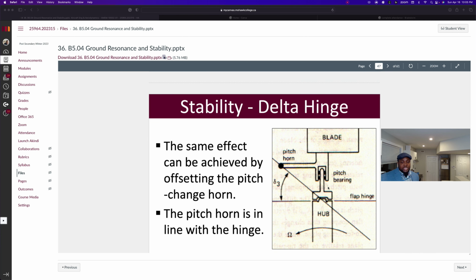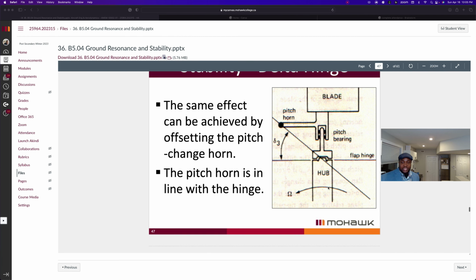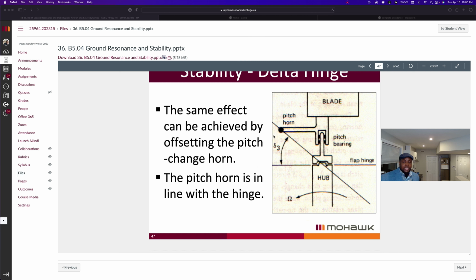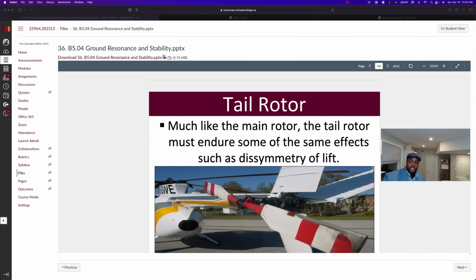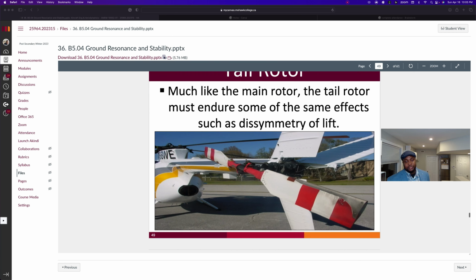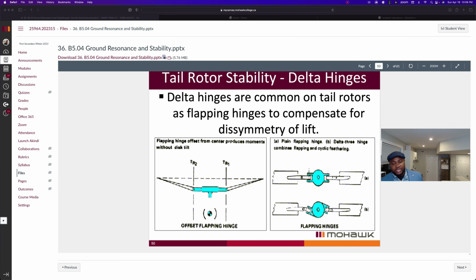The effect can be achieved by offsetting the pitch horn. The pitch horn is in line with the hinge. So we have a pitch horn that exists the same as we have in most fixed wing by the vertical stabilizer, where the rudder attaches to the vertical stab. The tail rotor, much like the main rotor, endures some of the same effects. We talked about dissymmetry of lift, and they also feature this delta hinge or flapping hinges. So having an offset increases stability.